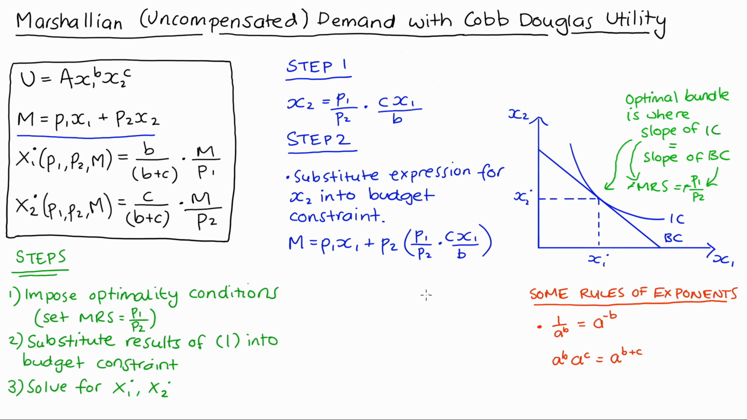Now, immediately, the price of good 2 cancels out, so P2 on the numerator and the denominator there, that cancels out. We can then multiply both our left and right hand sides of our equation by B.